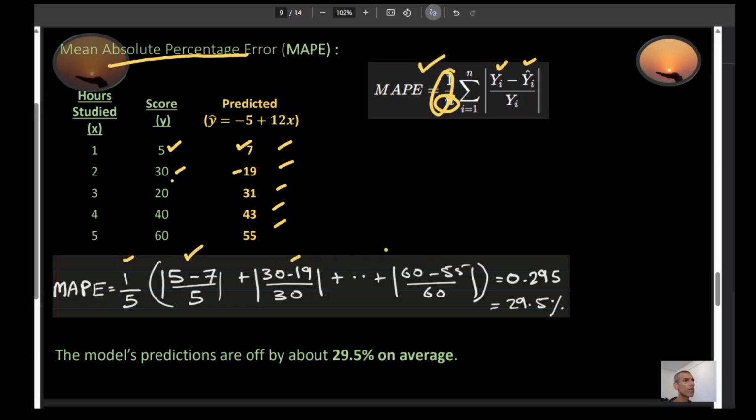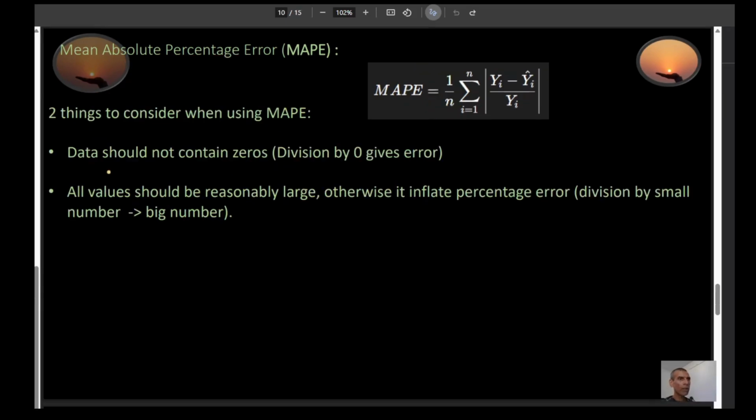And the last one was going to be 60 minus 55 divided by 60. That would be this minus this divided by this term. And then you divide the whole thing by 5, and the answer will come out to be 0.295. In other words, 29.5%. So the way you read mean absolute percentage error is this. The model's predictions are off by about 29.5% on average.